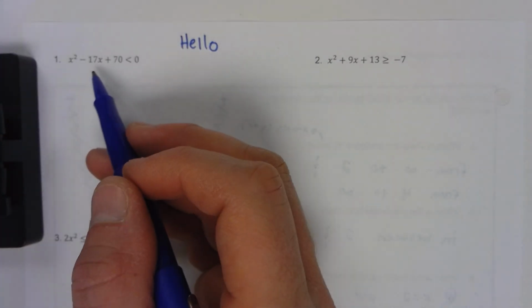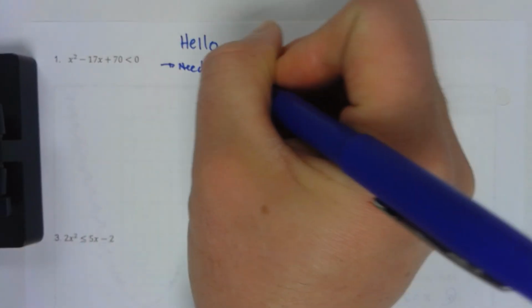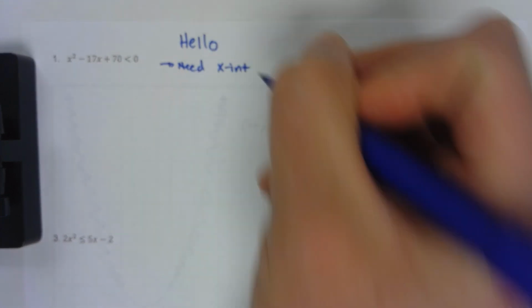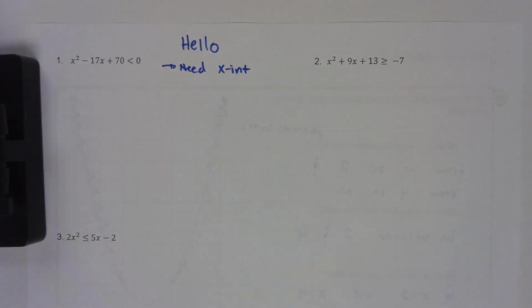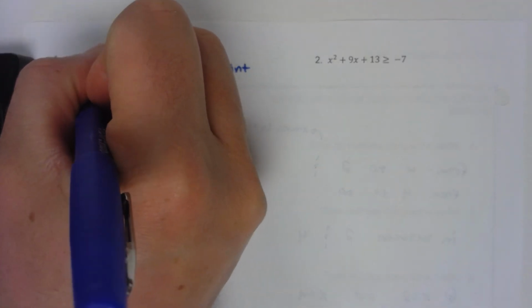Okay, so here's our thought process. We see the inequality. We need the x-intercepts. Okay, so because we need the x-intercepts, we need to think about how do we find those when we're solving. Well, we do that by either factoring, quad formula, or completing the square. So since we need the x-intercepts, I'm just going to forget that this is an inequality to start, and all I'm going to do is make it an equal sign.